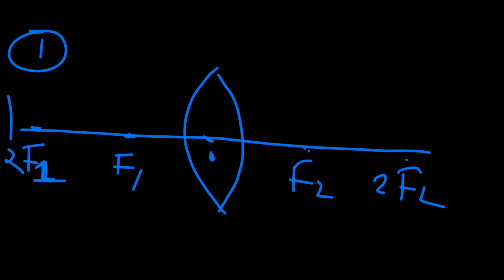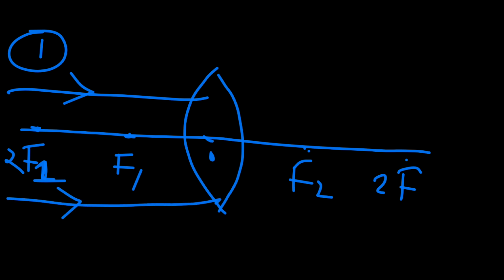Let's say the object is somewhere far away, which means it is at infinity. So the parallel rays are coming. When parallel rays hit the convex lens, after refraction, a light ray parallel to the principal axis passes through the focus. So this ray also passes through the focus, and they both meet at one point over here.